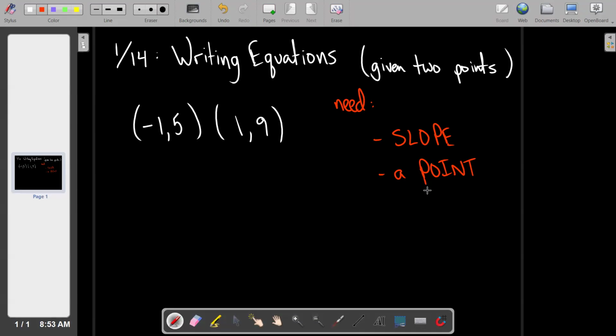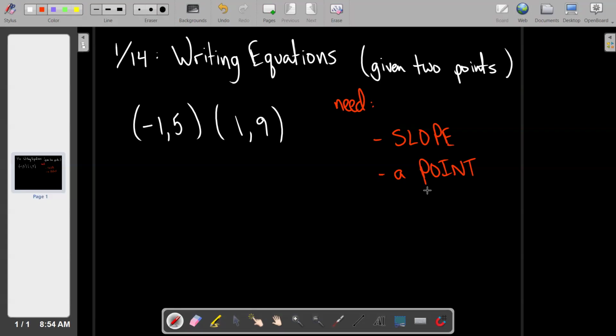But I feel like I don't do a good enough job of this. Big picture, you need a slope and a point. And if you have those 2 things, you're good. And yes, the observation was made: well, don't I already have 2 points? I do. So there's a little bit of a dilemma there. We'll talk about that here briefly.